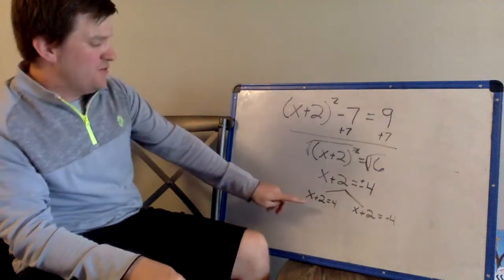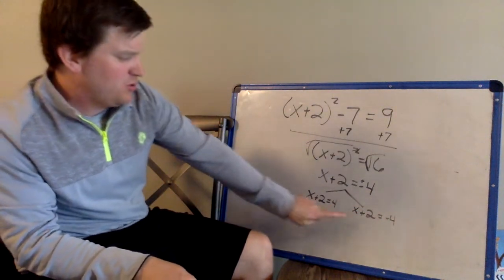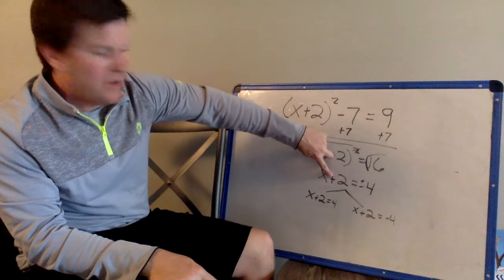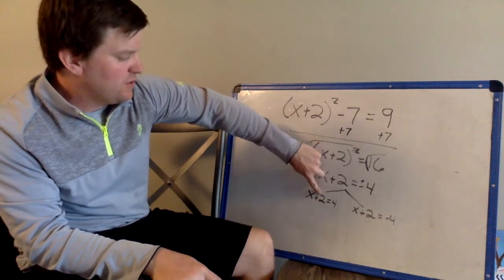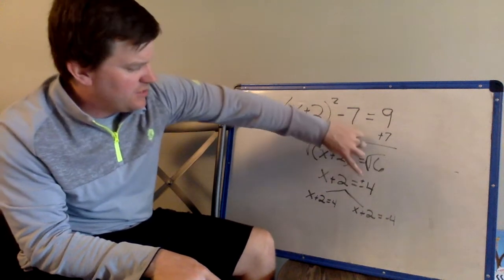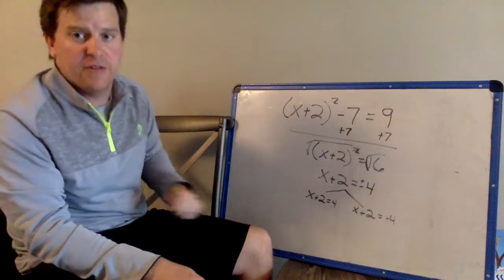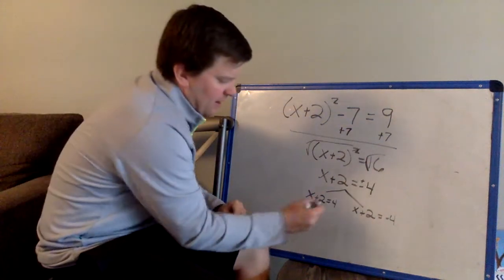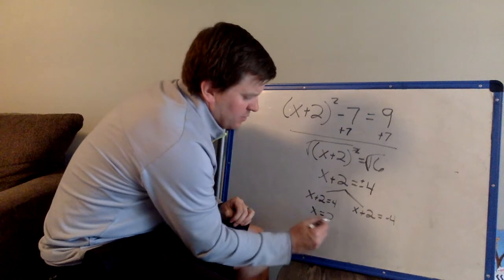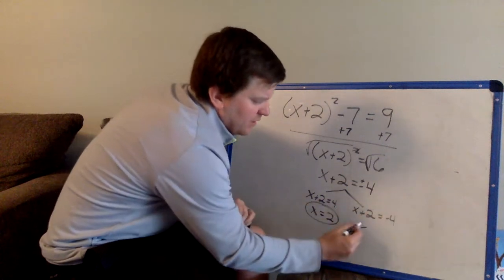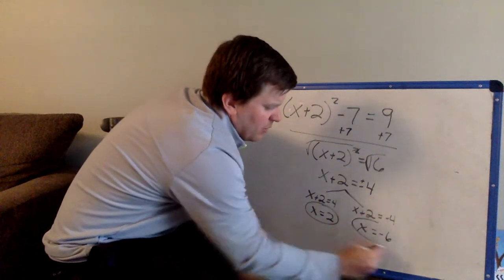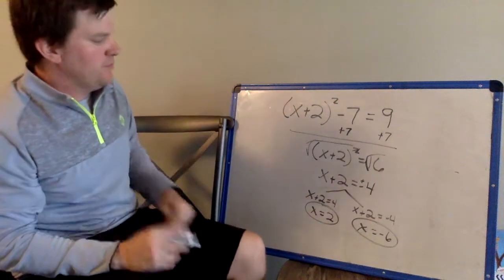Okay, it's something to take note of. Sometimes we see that people want to say plus 2 minus 2. Well, it's not plus and minus 2 here. It's just plus. So make sure this is always the same. The only one that changes, the sign that changes, is the one on the right side of the equal sign. So now quick solve. Subtract 2, we get x equals 2. Subtract 2, we get x equals negative 6. Both of those answers, if we were to plug them in, they would both work.